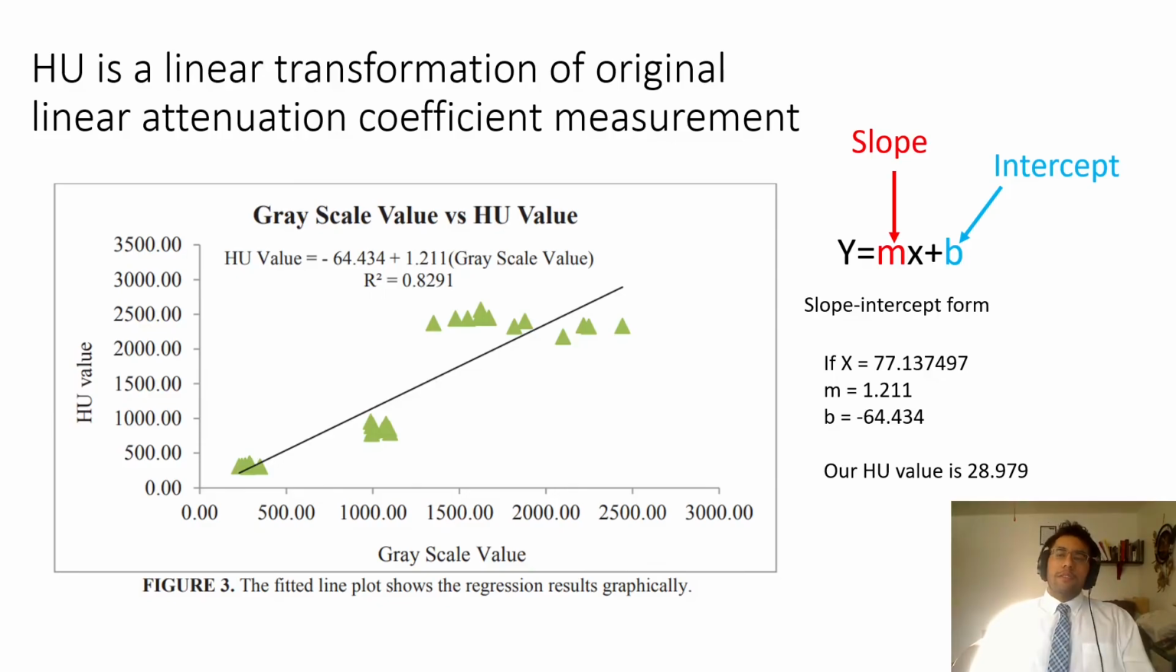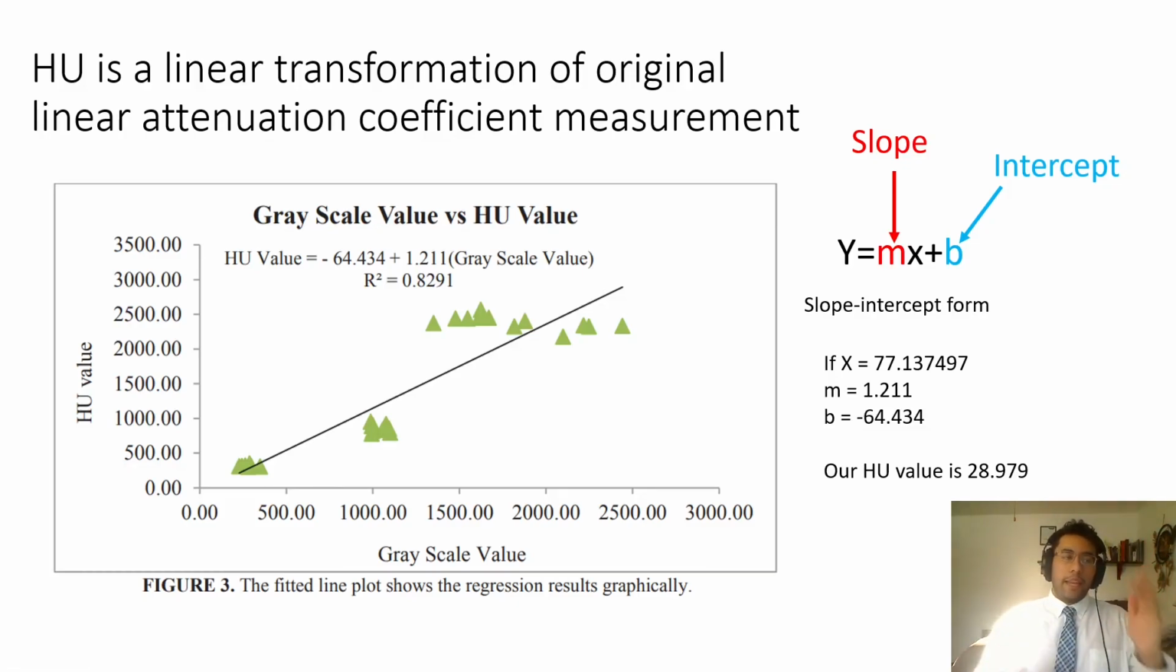So essentially what is happening here is that HUs are being transformed into a function. So we're getting a linear transformation of the original attenuation and measurement. So here we're going to use slope. This is back from algebra, if you remember, y equals mx plus b. They take the slope and the intercept and they multiply that against the grayscale pixel value as our x to calculate our HU values on the graph.